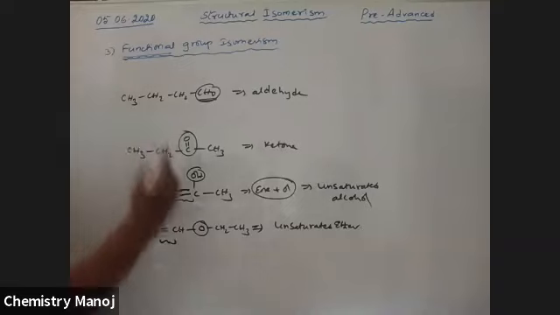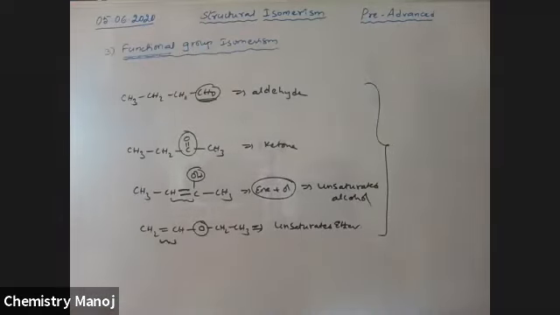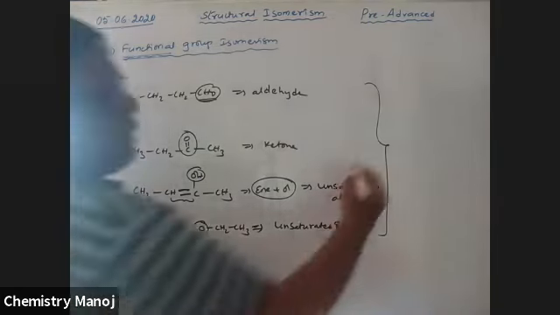Here aldehyde is there. Therefore, it is an example of aldehyde. In all these compounds, we should identify how many carbons are in each class of compound. 1, 2, 3, 4. Carbons are 4.